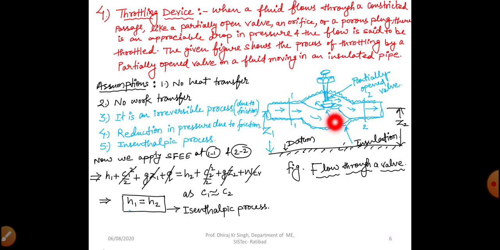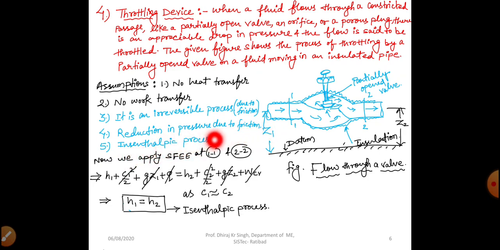Why is it an irreversible process? Because of friction. Why is friction coming here? Because it is a partially open valve. Many times water will go there and again come back. These disturbances create friction in the system. So due to the friction, we can say it is an irreversible process. Then the fourth assumption is a reduction in pressure due to friction. And the fifth one is an isenthalpic process.